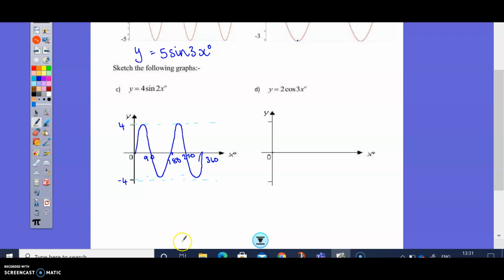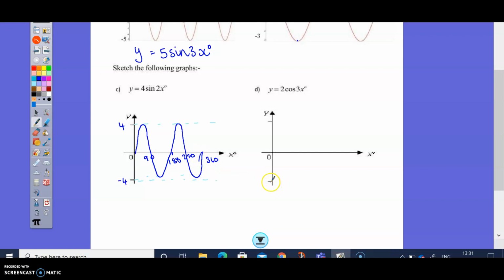Make sure if you do need to draw a graph, now it is very unlikely, but if you do need to draw a graph, make sure you have your maximum minimum values marked on if it's sine or cos, no maximum minimum if it's tan, remember, and make sure you mark on your 90, 180, 270, 360.